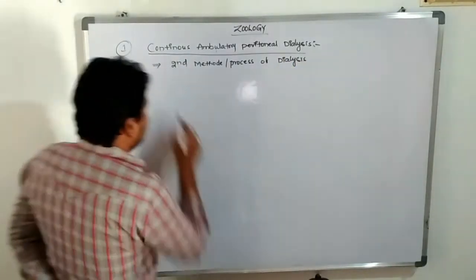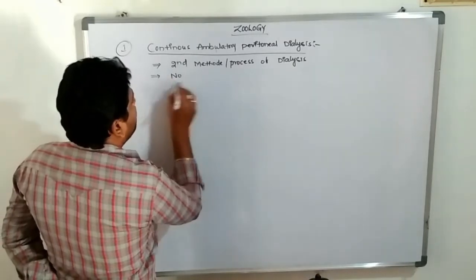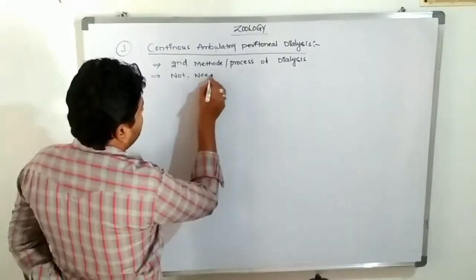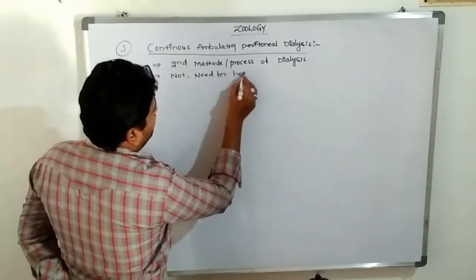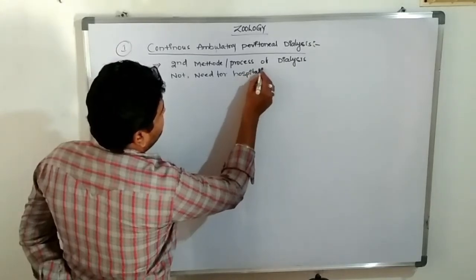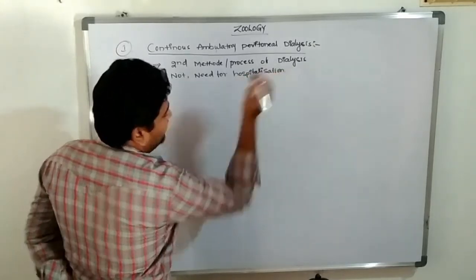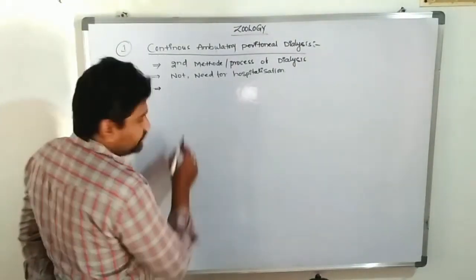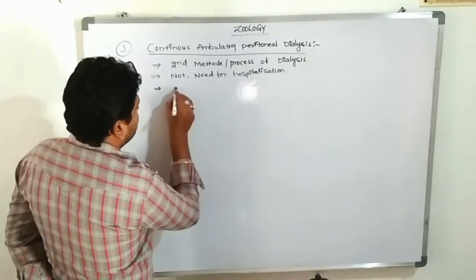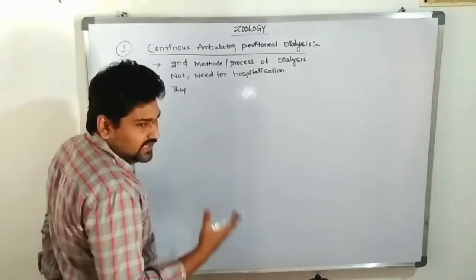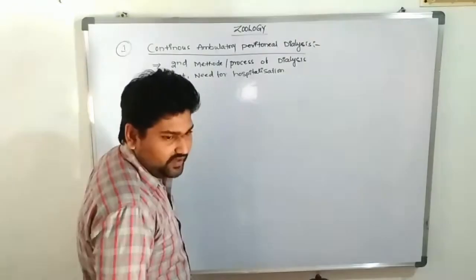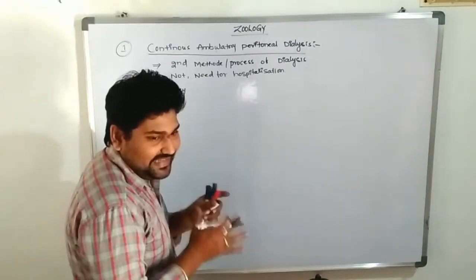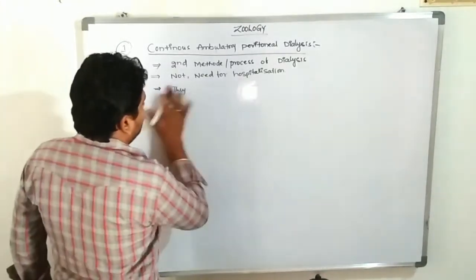Okay, clear? In this dialysis there is no need for hospitalization. In this method, which is continuous ambulatory peritoneal dialysis, the doctors prefer to use one device. The device is called a catheter device.